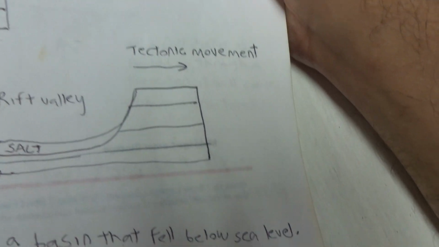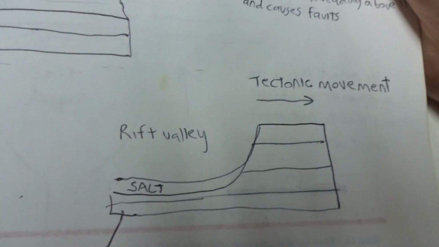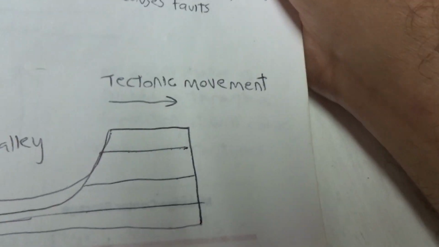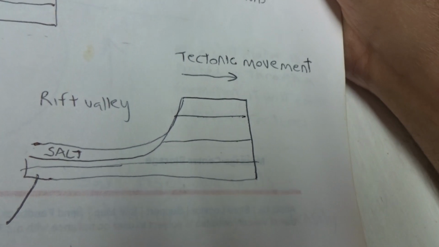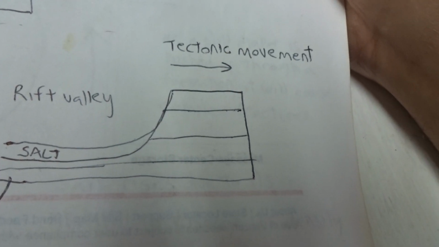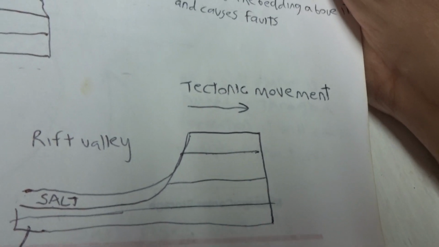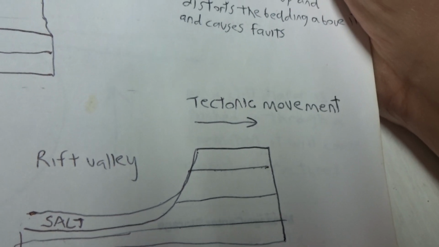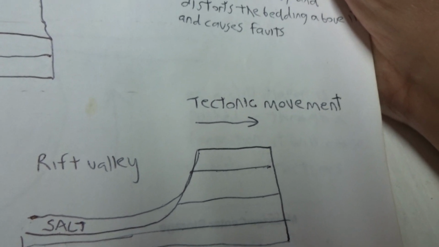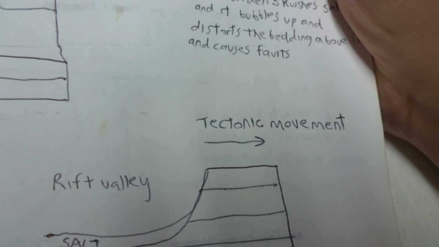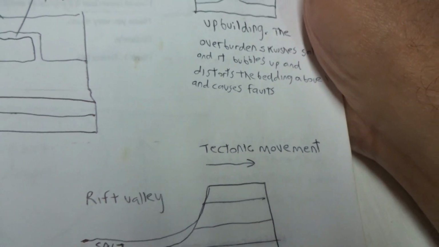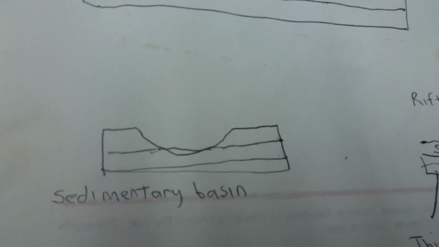This is a rift valley with tectonic movement to the right. This is a basin that fell below sea level. The seawater filled it up. The seawater evaporates, and in the end, you get much salt buildup. And that's a sedimentary basin.